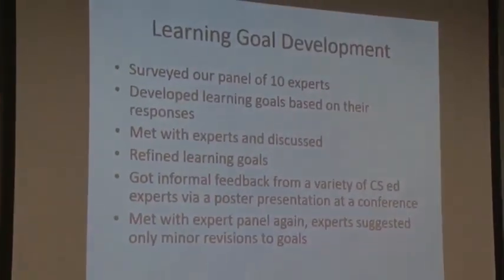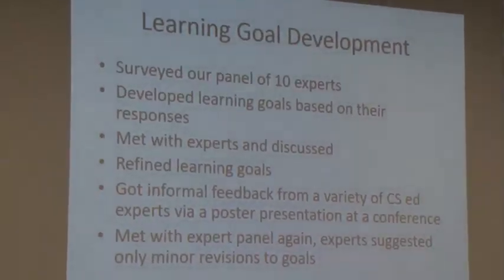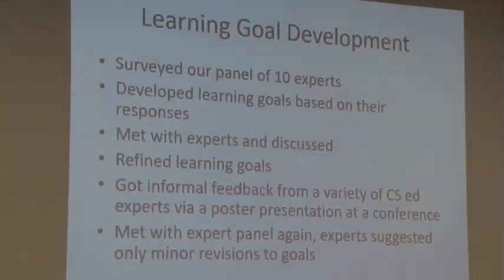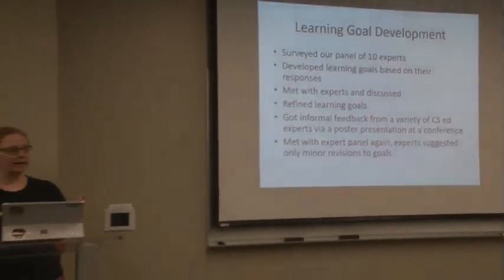So next we needed to figure out, okay, what are our learning goals for this class? And to do this, we surveyed our 10 experts, we developed learning goals based on their responses, and then we repeated this process over and over again. We would show our experts our learning goals, and we would refine them. At one point, we had a poster at a CS Ed conference and showed people our learning goals and had them put up Post-its choosing how important they thought all of these learning goals were for CS2, which was really nice because most people thought they were important. Lastly, we finally met with our expert panel again when experts were only suggesting minor revisions. At that point, we were like, okay, we're looking pretty good.